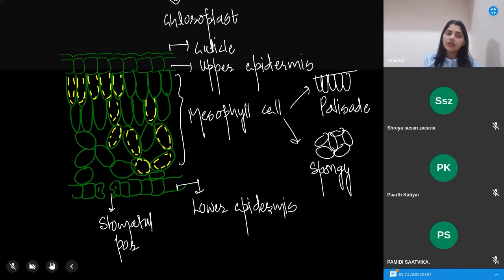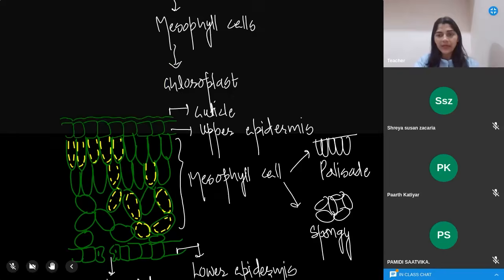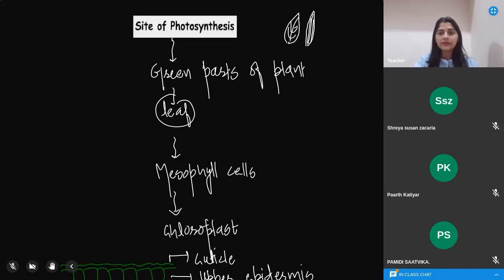Stomatas are distributed on the upper as well as lower surface. When we talked about the dicots, dicots will have less stomatas on the upper surface and more on the lower surface. Wait, Shreya, when we talked about monocots, monocots will have almost equal distribution of stomatas on the upper and lower surface. Yes, Shreya. Okay, let's first complete this, then I'll come to your point, beta. So, till here it is clear to all?